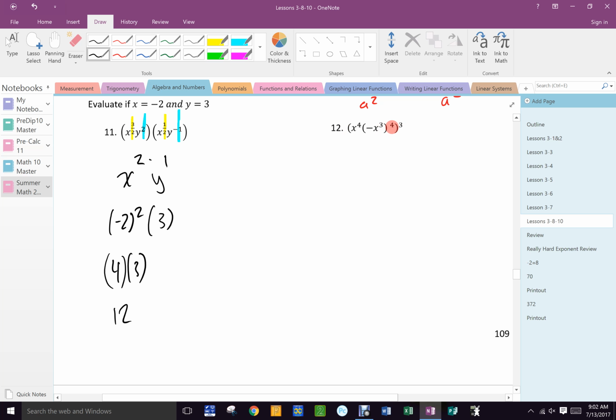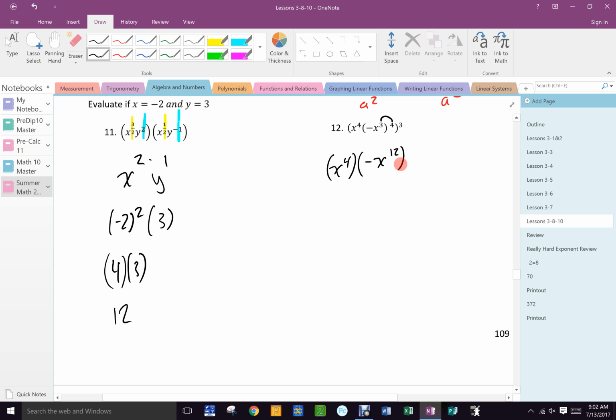This one's crazy hard. It's crazy hard. Where should you start? Okay. With this or this? The first thing. What do I do with 4 and 3? Pardon? Multiply. So I've got x to the 4th. That's the first thing. Times what? Negative x to the 12th.